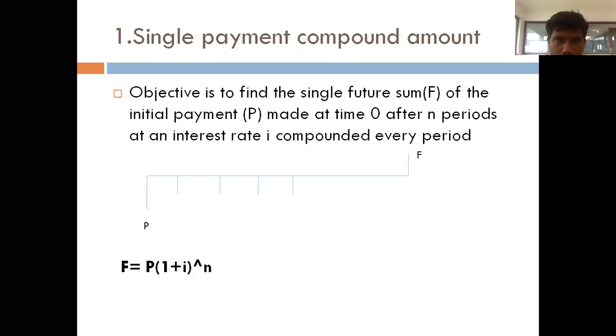Next, the very first kind is the single payment compound amount. The very first objective here is to find the single future sum, that is, the future amount, of an initial payment P made at time 0 after n periods, 1, 2, 3 like this, at the rate of interest I compounded every period. The formula is F equals P into (1 plus I) to the power n.